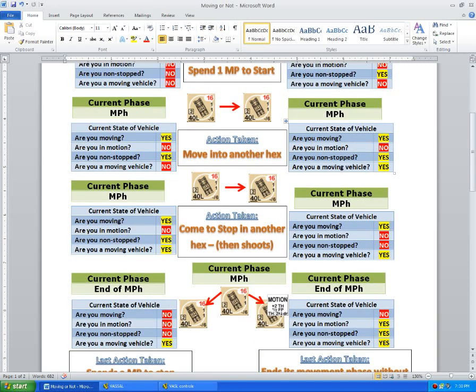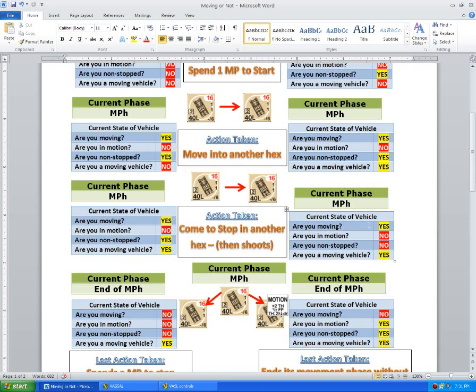Alright, so we're just going to take this information, bring it down here on the left hand side, and we're going to follow along and do the next action. The next action can be moving into another hex, or we can come to a stop in another hex, and then in parentheses we could shoot if we wanted to, depending on our action. Let's assume we come to a stop in another hex. Once we do that, you notice the current state of our vehicle changes.